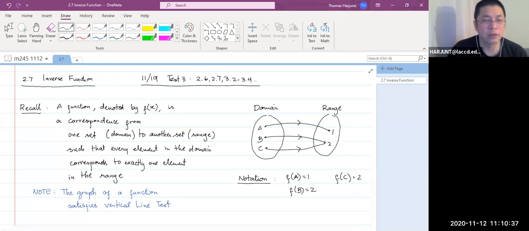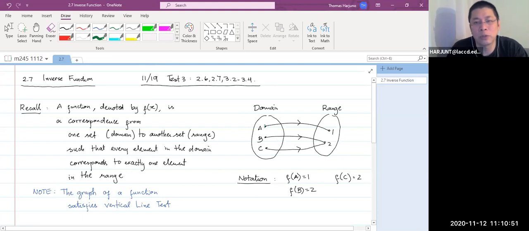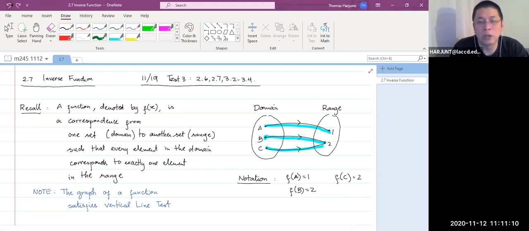To discuss inverse function, let's recall what we know about function. A function is a correspondence from one set to another set, such that each element in the domain corresponds to only one element in the range. So every element in the domain corresponds to only one element in the range. In other words, it does not allow any element in the domain to go to two different elements in the range.